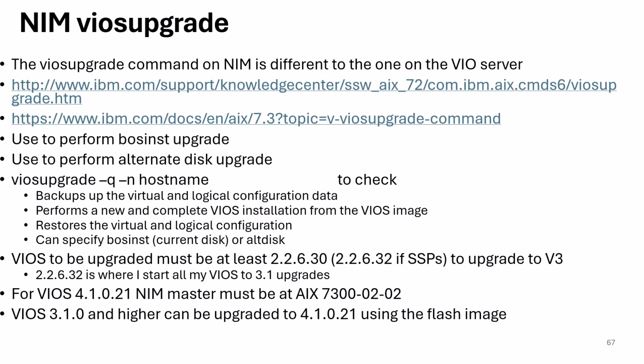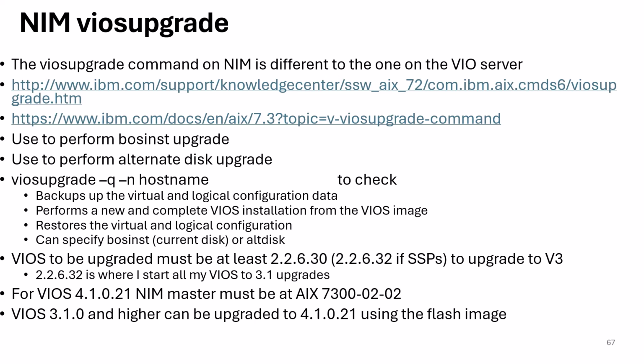So we can do the viosupgrade -q -n, and what that will do is back up the virtual and logical configuration, do a new VIO server installation from the image, and then restore the virtual and logical configuration. Whenever you do viosupgrade, it's going to reboot 2 to 3 times during that time, so don't be surprised when it does that. And that's because after it does the install, it then has to reapply the virtuals and logicals and then reboot to actually implement them.